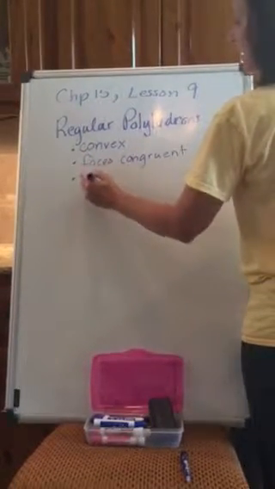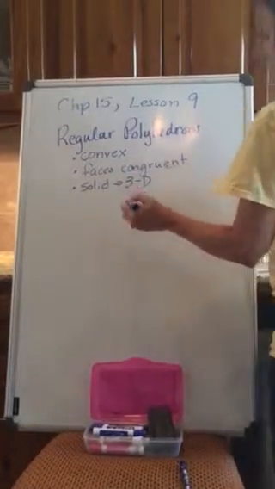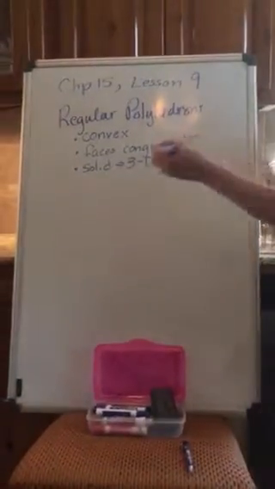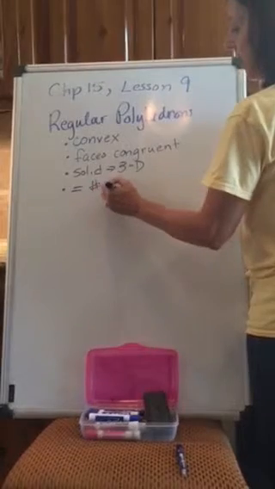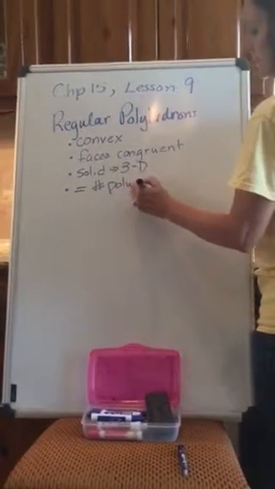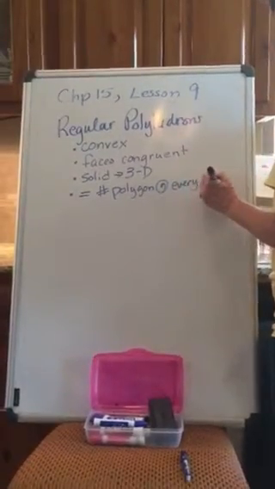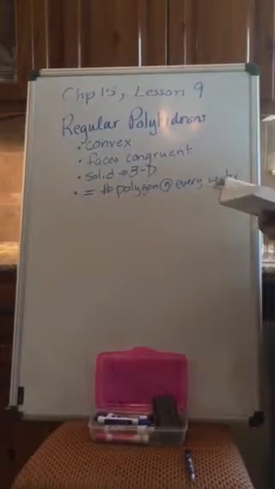It's a solid in that it is three-dimensional, right? And it has an equal number of polygons at every vertex. So several things are required in order to make a polyhedron regular.